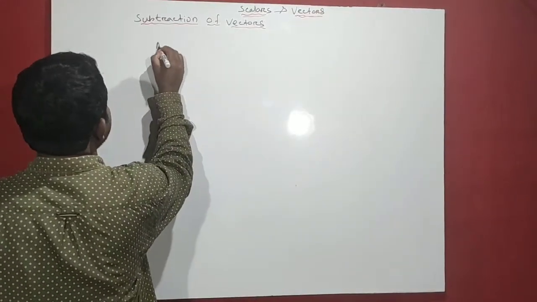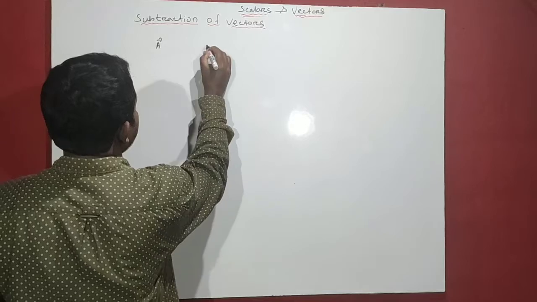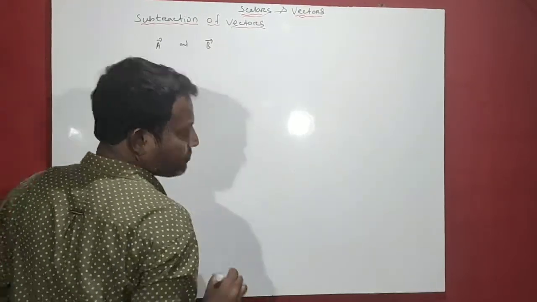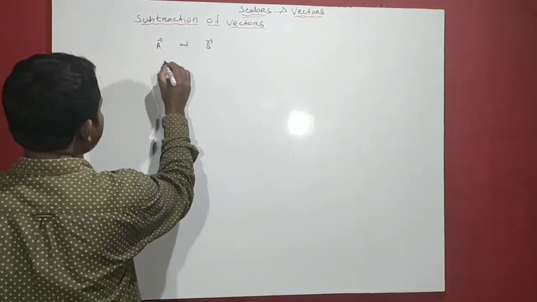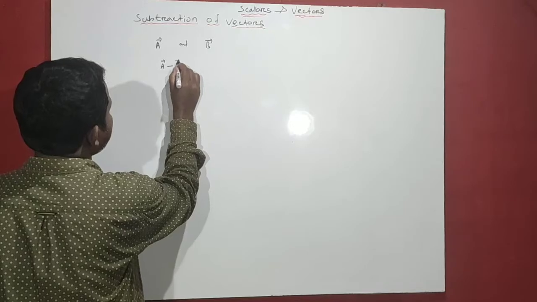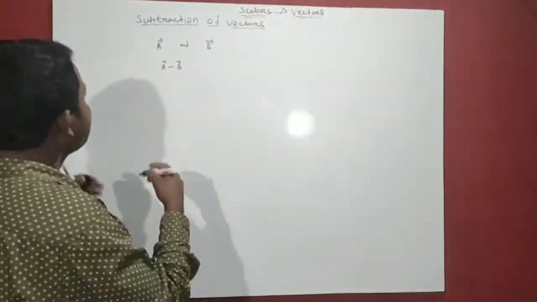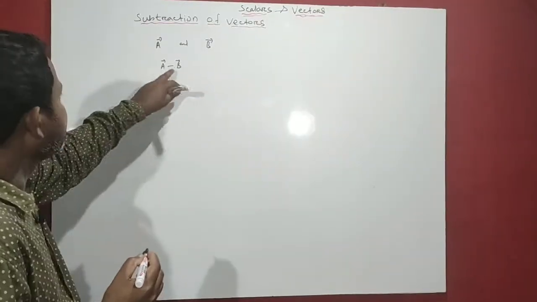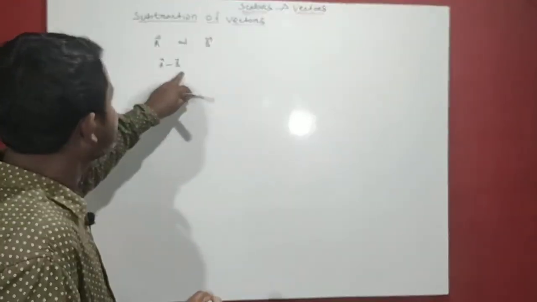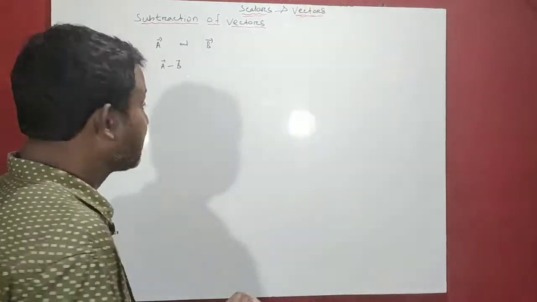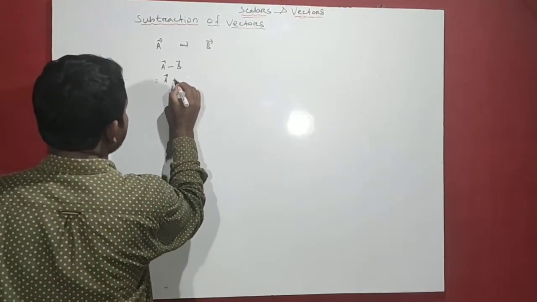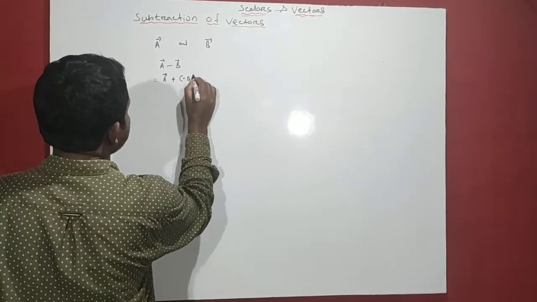Let a vector A and a vector B. We have to subtract B from A. How can we subtract B from A? There is no rule. Turn this subtraction into addition. We can write A plus minus B.